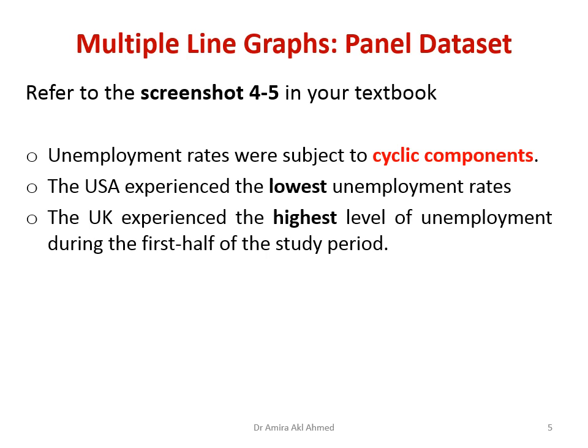Kindly refer to the screenshot 4.5. This screenshot illustrates the multiple time series graph for unemployment rates in 3 countries during the period 1980 to 1999. From this graph, we can easily identify that unemployment rates in the 3 countries were subject to cyclic components. Furthermore, it is easy to recognize that the United States of America has experienced the lowest unemployment rates during the whole period, whereas the United Kingdom experienced the highest level of unemployment during the first half of the period under consideration. Such conclusions couldn't be easily drawn using tables, however, graphing eases drawing these conclusions.